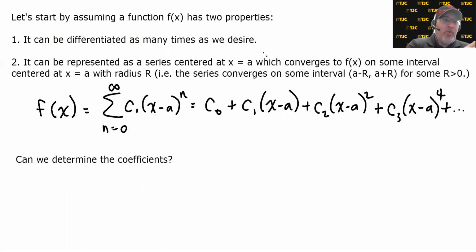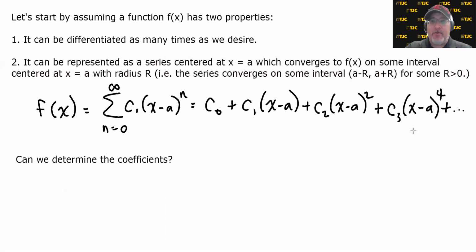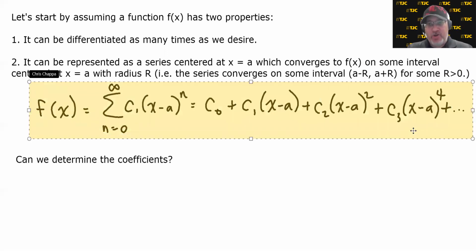The second thing we're going to assume about our function is that it can be represented as a series centered around some value x equals a, and that series converges to f of x on some interval centered at x equals a with some radius r. In other words, the series converges on some interval of the form a minus r, a plus r for some positive value of r. So basically, we're assuming that our function can look like this, and we get convergence somewhere.